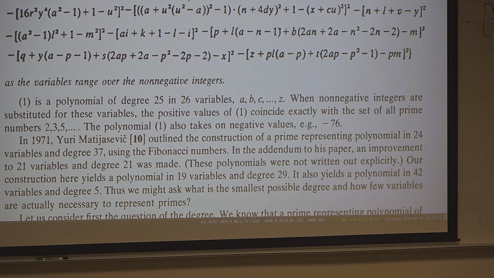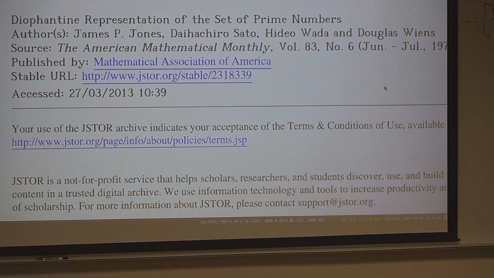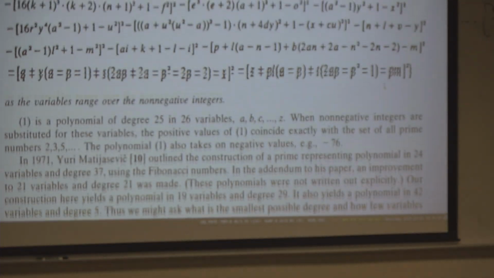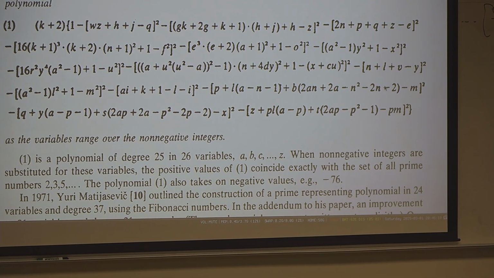This specifically is called the Jones-Sato-Wada-Wiens polynomial. Let's get this right. Jones-Sato-Wada-Wiens polynomial. And among it is the fact that the positive solutions to this polynomial are the prime numbers. So this is a formula, in some sense, for the prime numbers.